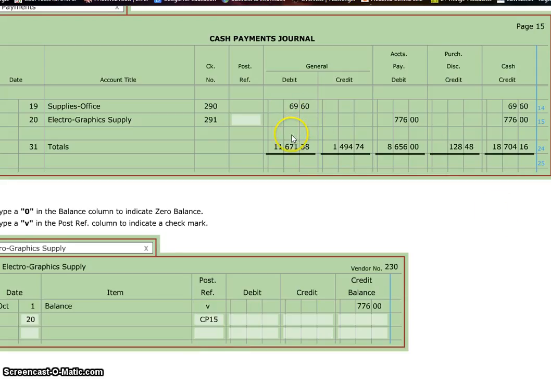And here we are looking at the accounts payable debit. So this is the column that we're looking for when we're posting this line for Electrographic Supply. We're looking at the accounts payable section here. So it's a cash payment that we made. So 776, and it has to be a debit. So down here we'll plug that in, 776. And because we have a debit transaction and a credit balance, we're going to subtract, so this ends up being 0. It says here in our directions to type a 0 in the balance column to indicate 0. So we're going to type the 0 here, and then we take the 230, plug it in here to show that we have posted that amount.